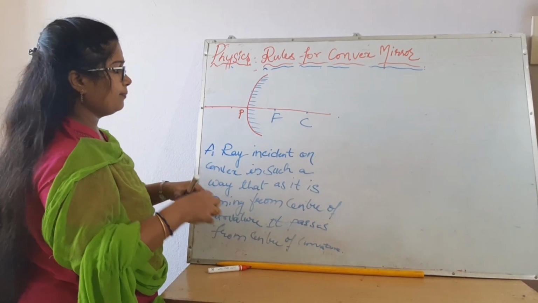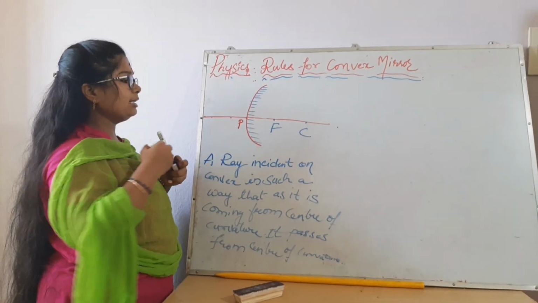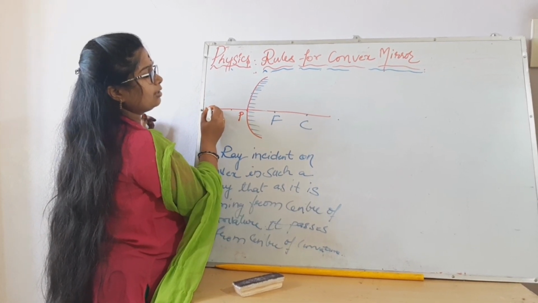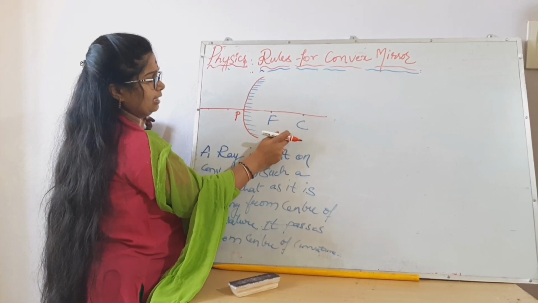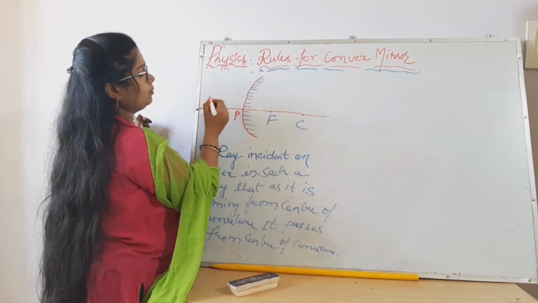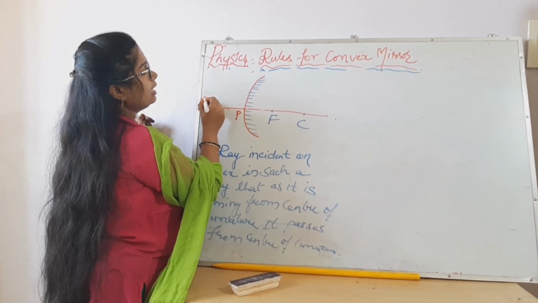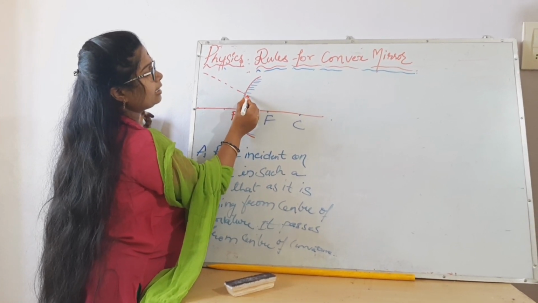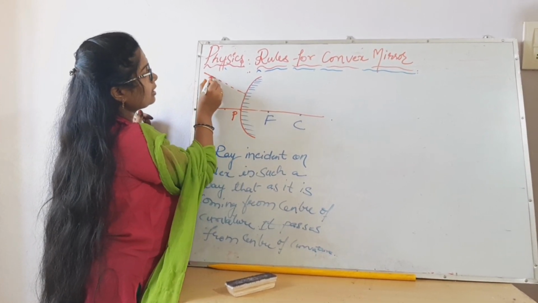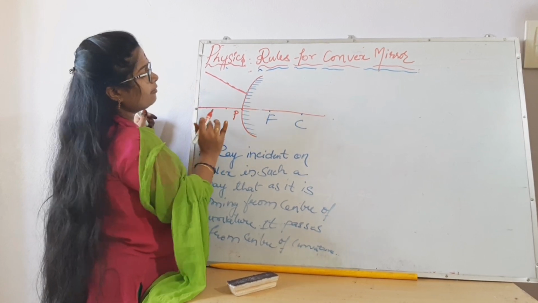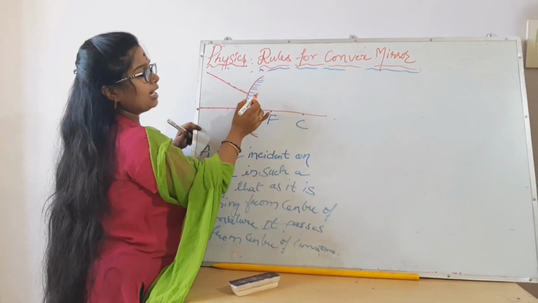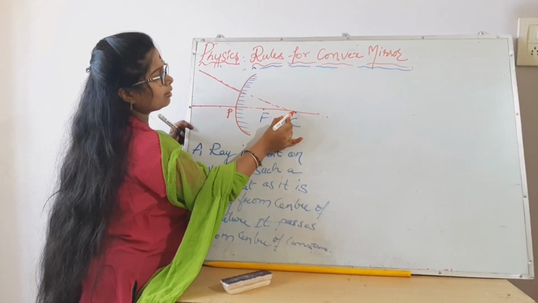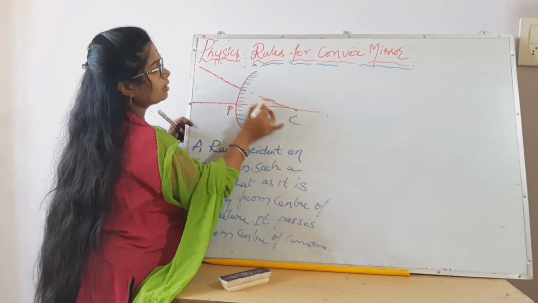So when a ray is seen to pass from the center of curvature, it gets reflected back in the same way. It gets reflected back along the same path, isn't it? If you see from here, it seems that it is getting reflected back along the same path of the center of curvature.